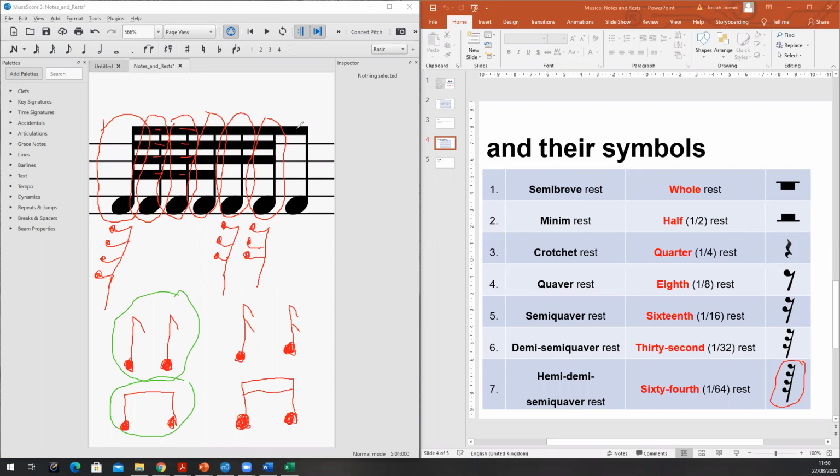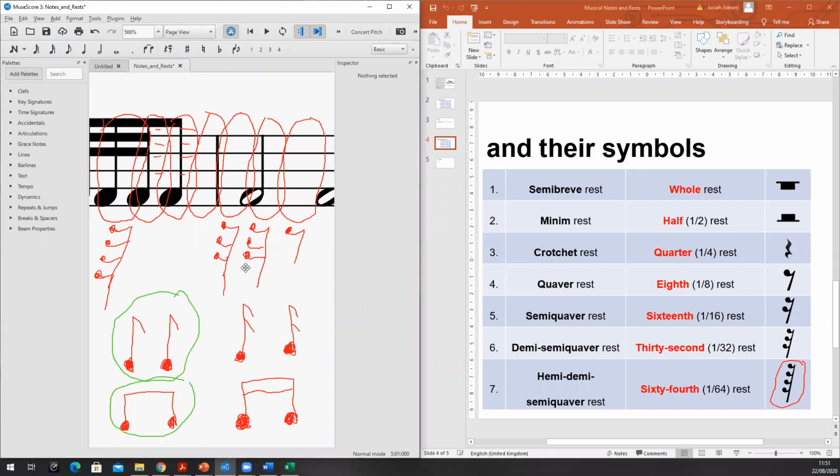Okay. And then finally, Temperance, what is this note? A quaver. It's a quaver. So what's the equivalent rest? It's an eighth rest. It's an 8th rest or a quaver rest. Okay, correct.